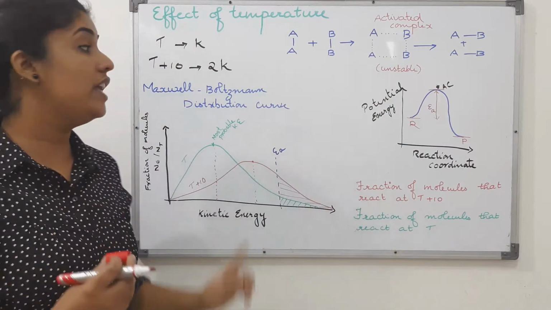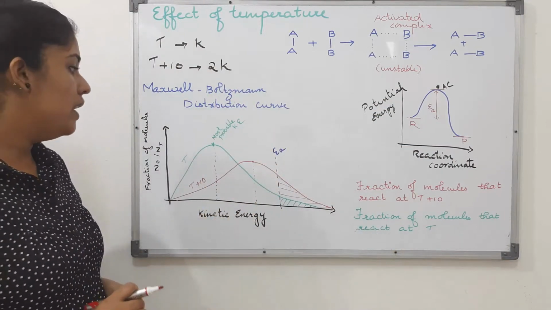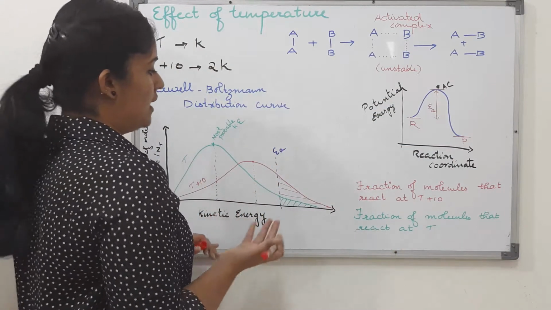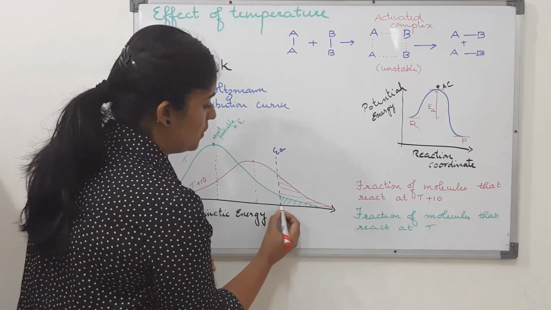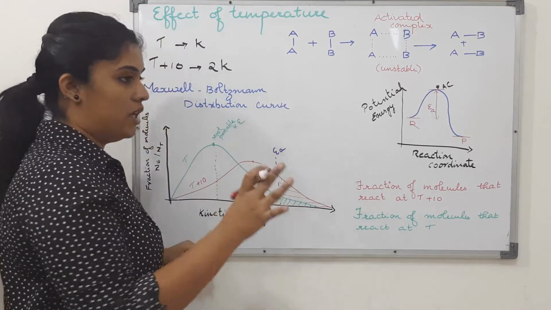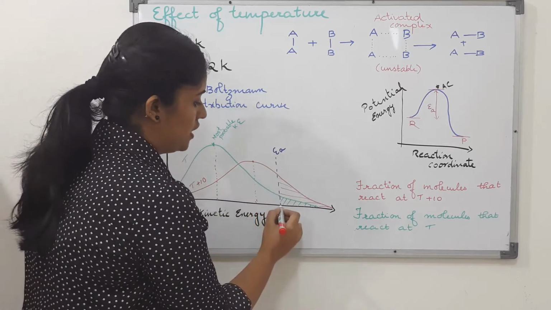So reaction rate also increases. Okay. And if you also look into the graph, suppose let's say that at this particular energy point I have my activation energy for a particular reaction. This is my activation energy.